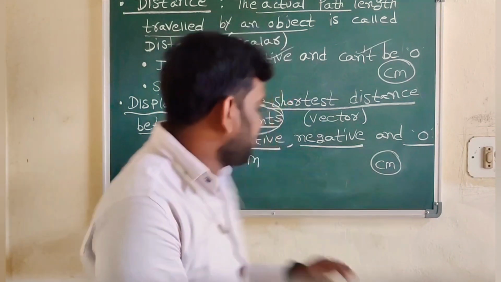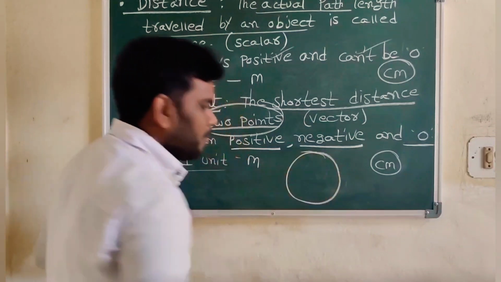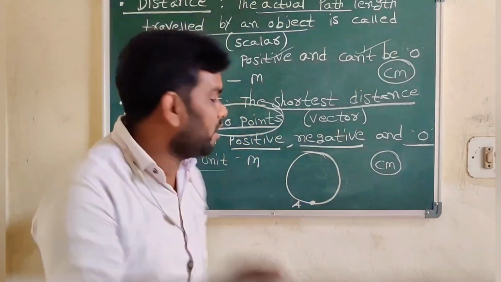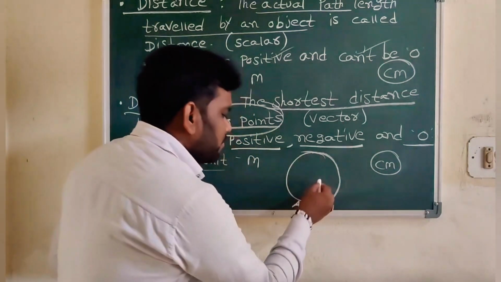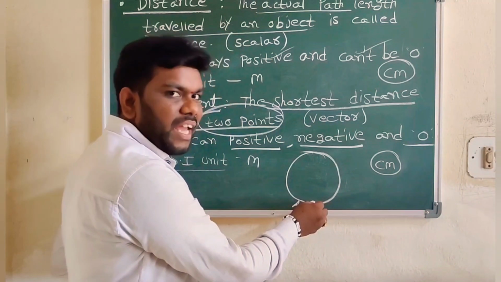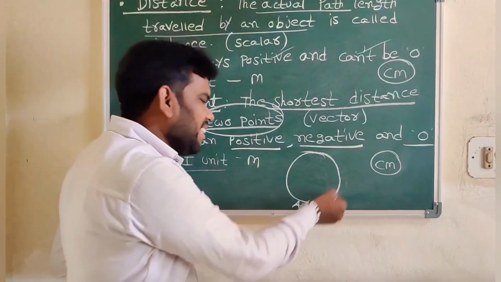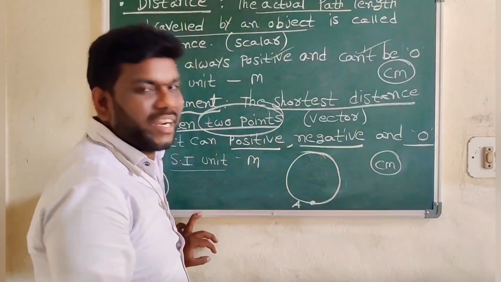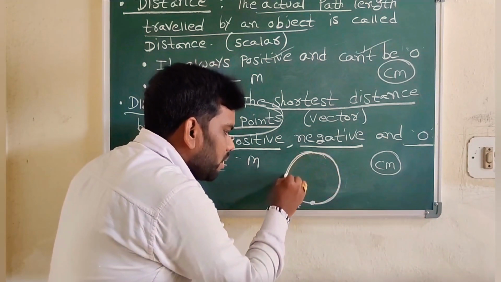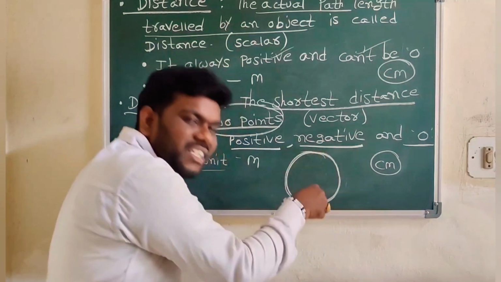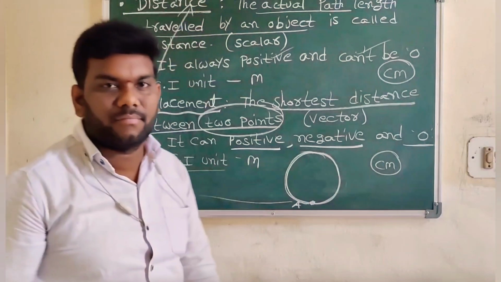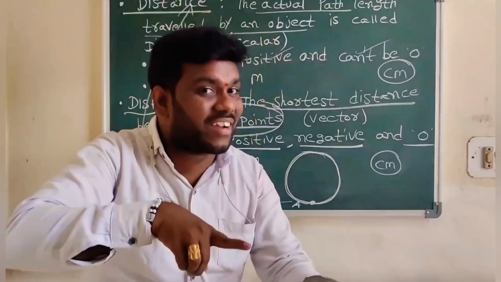Okay students, for example, mee circle teeskondi. Please listen carefully. This is A point, this is initial, this is another A, this is the A point. మీరు ఏం చేయాలి? ఇక్కడ స్టార్ట్ అయ్యి తిరిగి మళ్ళీ ఇక్కడికే రావాలి. Chuttu tirigi vachadu kada. This is called actual path. This is called distance.